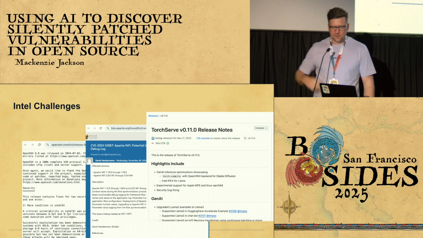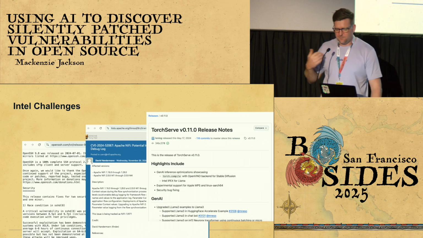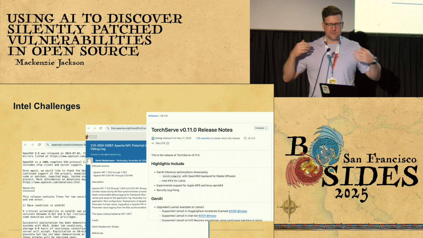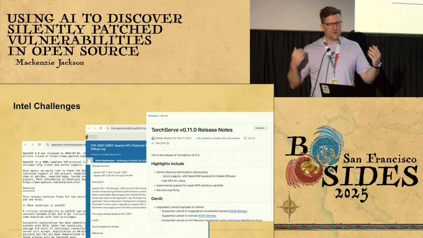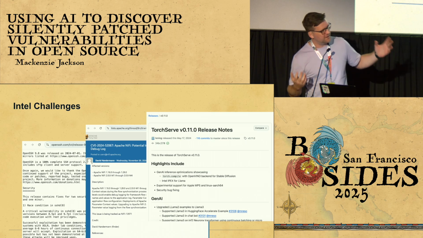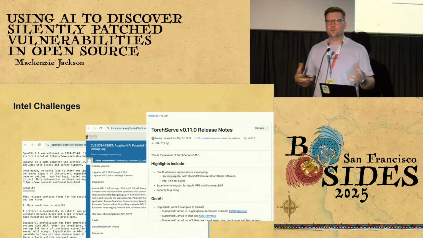Just as an example, here are three different changelogs of very popular open source products, and they're all in different places. One is on the website, two are on websites. There's no standard format. So trying to get this all to work was very difficult.